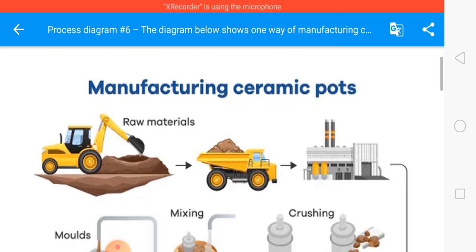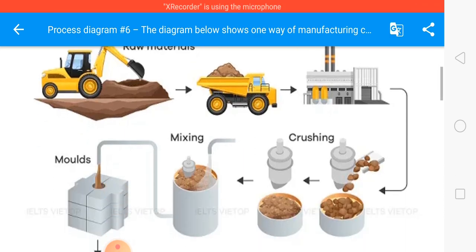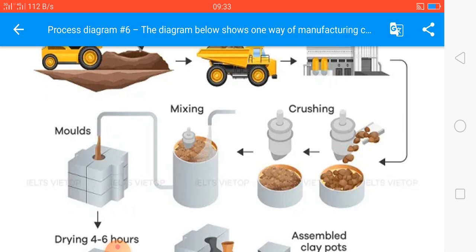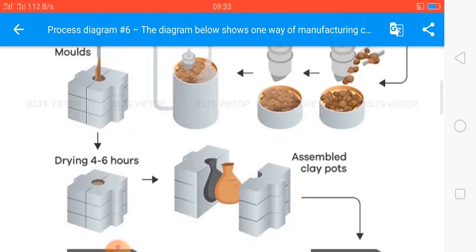So in the first process chart, you can see that first of all the raw material like clay or soil is dug out with the help of a digger, then transported to a factory site on a truck, and then the raw material is crushed into powder form, and the crushing is done twice. Then the powder is mixed with water, then all the material is poured into molds to give the exact shape of pots, and then after that the molds are dried for 4 to 6 hours.